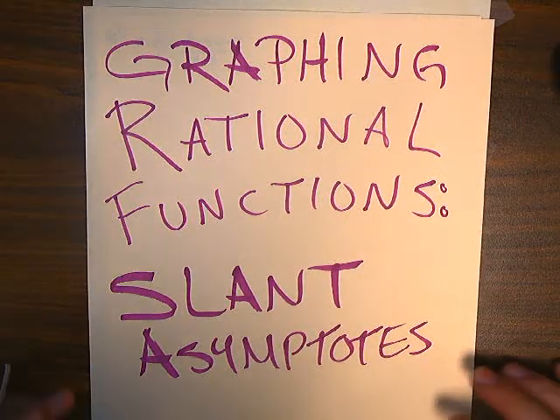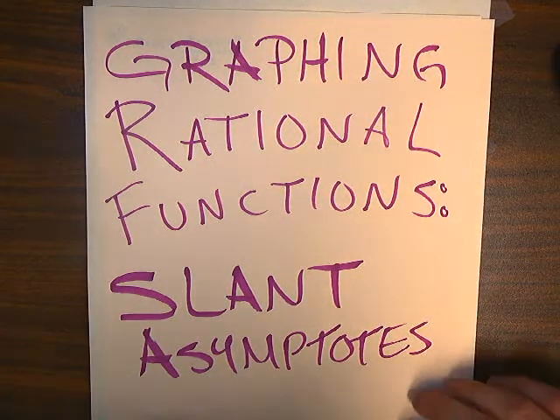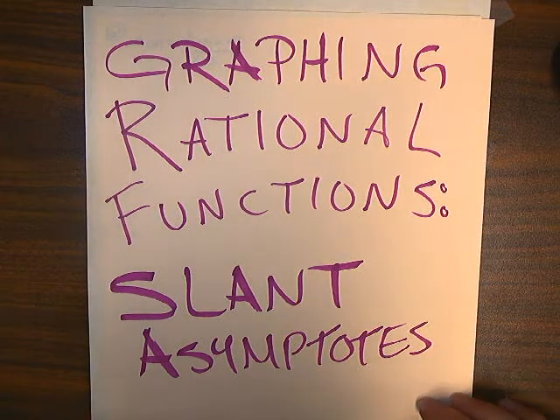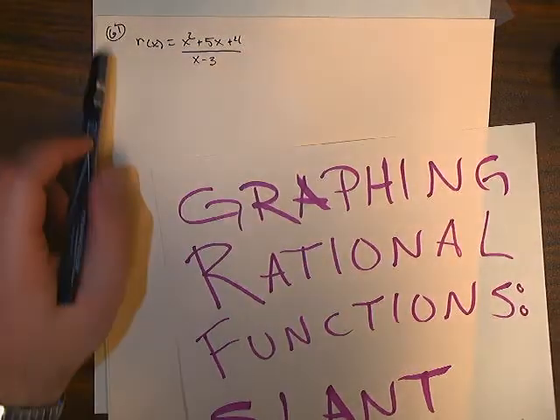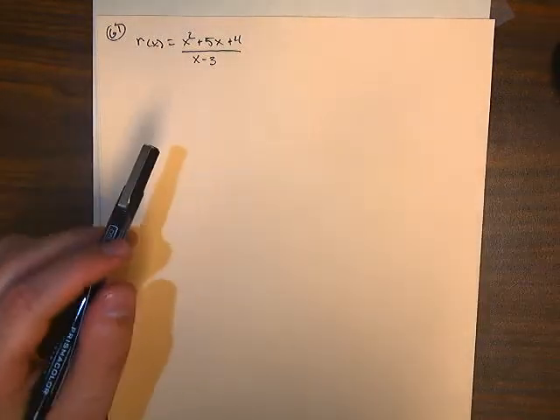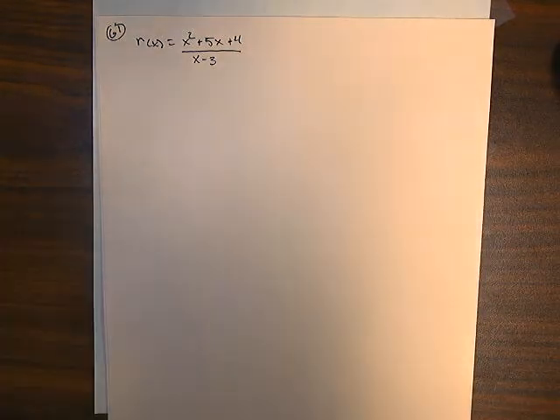All right, folks, we're going to do another example here of graphing rational functions, but this time we're going to have slant asymptotes in there. And this is example number 61 for those of you who are playing along at home or who are doing the homeworks along with us.